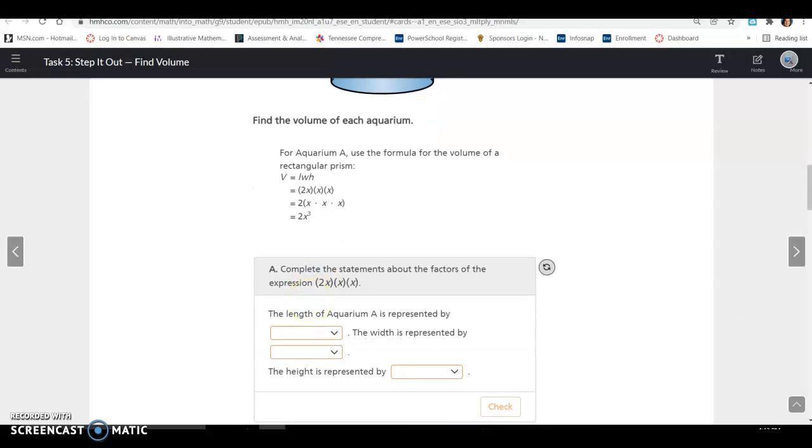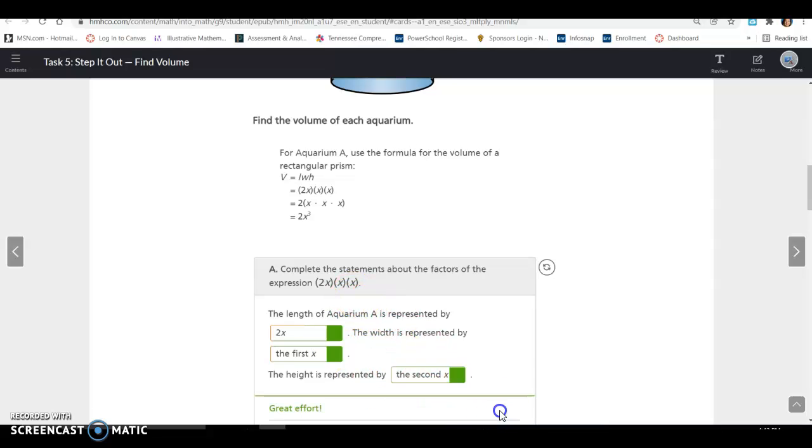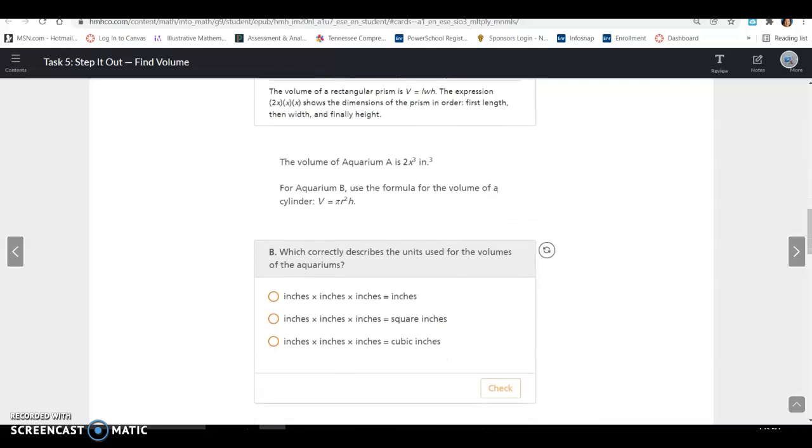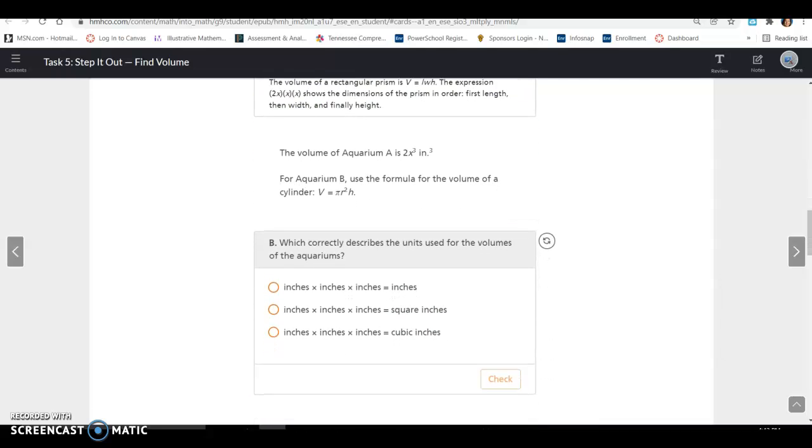All right, it says complete the statements about the factors of the expression 2x, x, and x. The length of the aquarium is represented by the 2x. The width is represented by the first x here. And the height is represented by the next x there. All right, it says the volume of aquarium A is 2x cubed inches cubed.